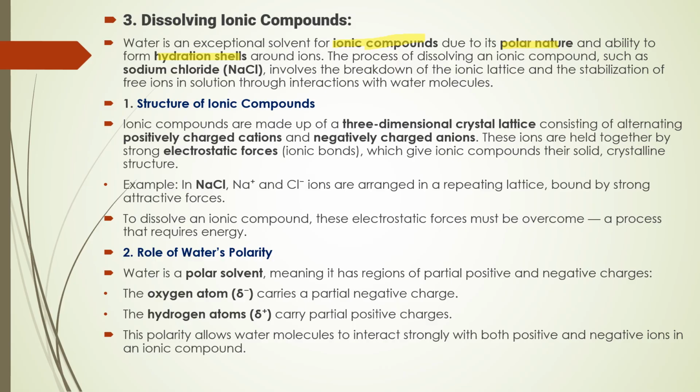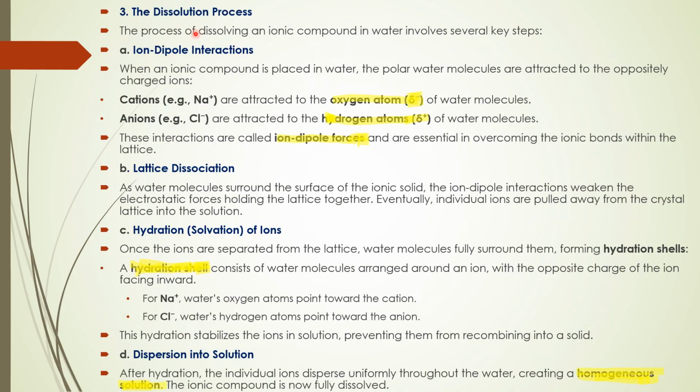Role of water's polarity. Water is a polar solvent, meaning it has regions of partial positive and partial negative charges. The oxygen is partial negative while the hydrogen is partial positive. This polarity allows water molecules to interact strongly with both positive and negative ions of an ionic compound. The dissolution process. The process of dissolving an ionic compound in water involves several key steps.